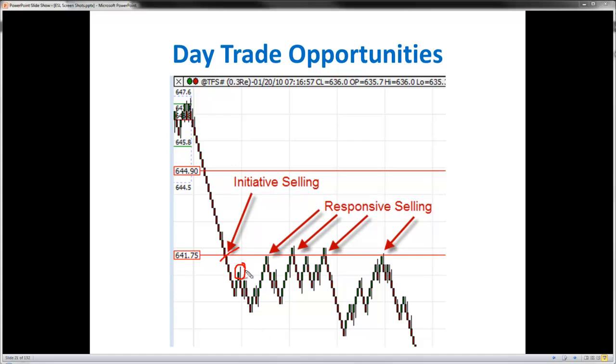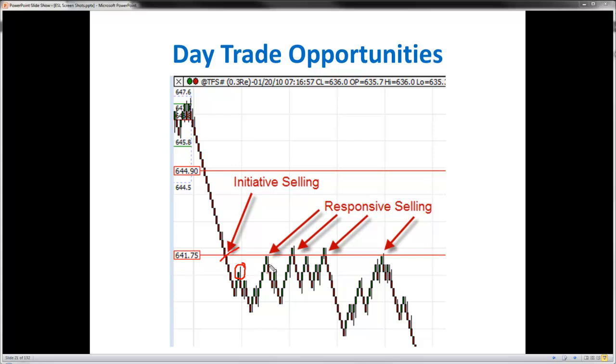So this is a really good sign here that we tried to retrace, had some responsive selling come in. This would be a good time to sort of jump on the trend, if you will. But it didn't really go very far. Even though it did go down, it didn't go very far at all. We'd probably get stopped out at some point in this trade.